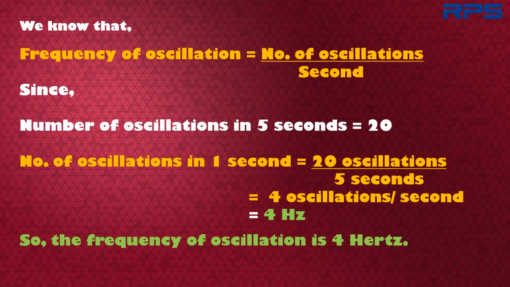We already know that frequency of oscillation is equal to the number of oscillations per second. Since the number of oscillations in 5 seconds equals 20, the number of oscillations in 1 second will be 20 divided by 5, which will be equal to 4 oscillations per second. Or alternately, we can say that the frequency of oscillation is 4 Hertz.